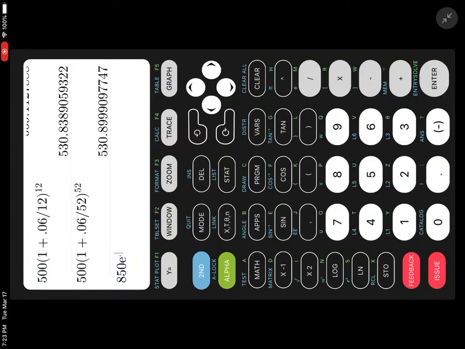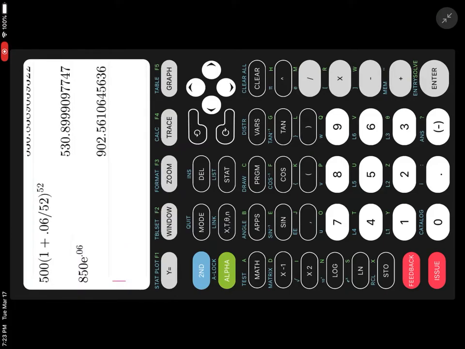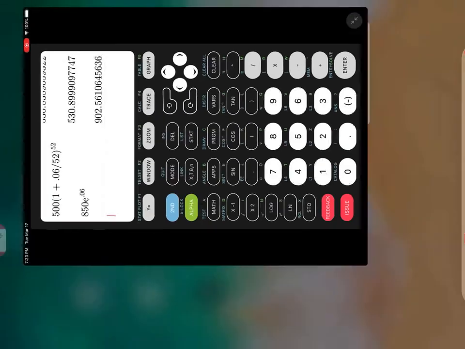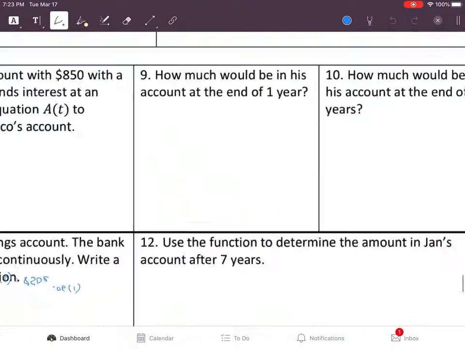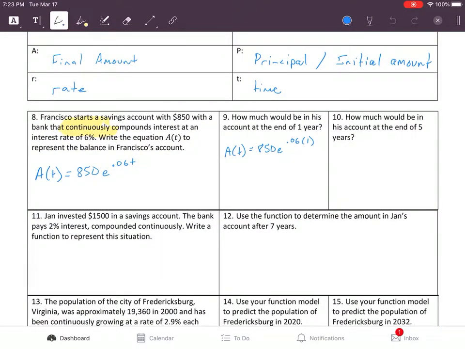Raised to the 0.06. The T times 1 isn't going to change the number, so we don't even need to use it this time. Okay, enter. So you're going to have $902.56. So 902.56.